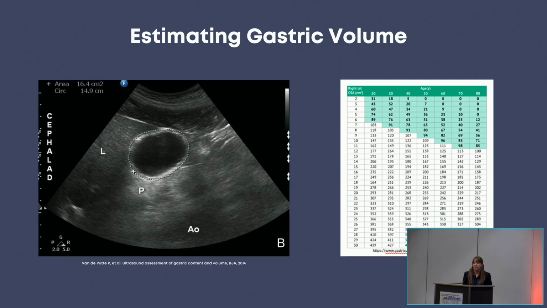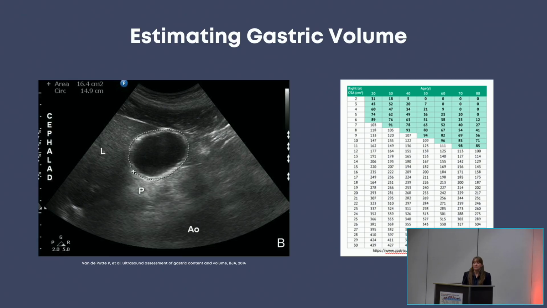When we find liquid there, whether it be clear liquids or gastric secretions, we do want to assess the volume of it. A certain amount of volume is okay, and it's really hard to draw that line in the sand, but it has been drawn at 1.5 mLs per kilo by some really smart people, and they then created this table that you can use.